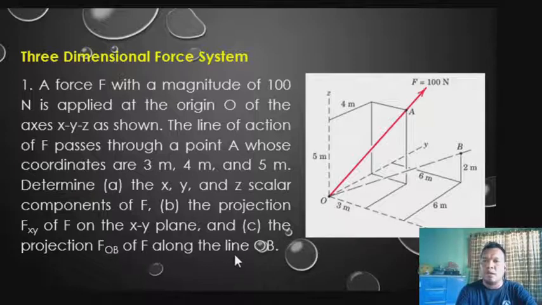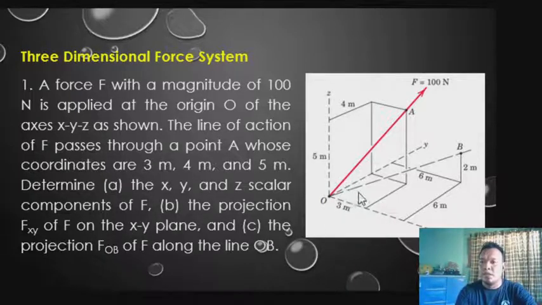along the line OB. So we have here the line, this force F, which is 100 Newton from line O to A. And given naman yung coordinates, which is 3 meters along x-axis, 4 meters along y-axis, and 5 meters along z-axis. Then ang question po is, question number 1, determine the x, y, and z scalar components. So, yung F in terms of I, J, and K. Then yung letter B, the projection of Fxy.